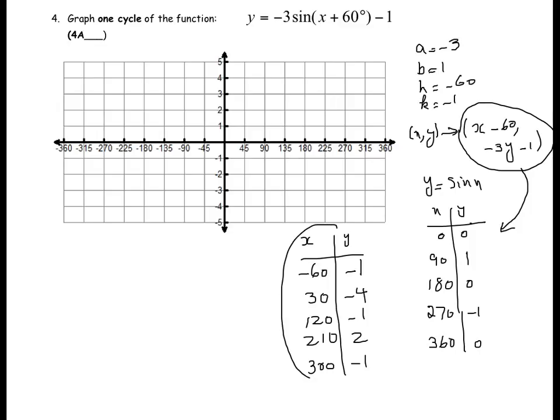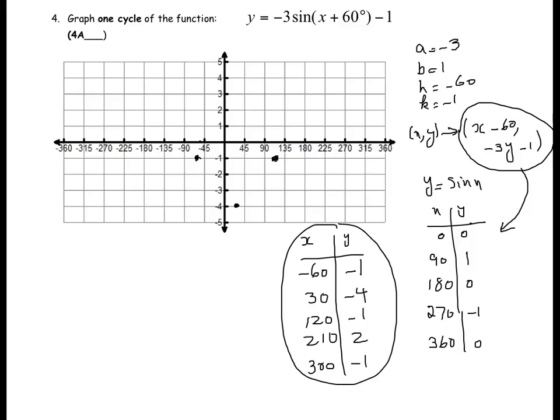Now I'm going to plot these values. When x is -60, which is going to be somewhere a little bit here to the left, I'm going to get -1, which is going to be somewhere around here. For x is 30, we get -4, which is going to be somewhere around here. For x is equal to 120, I'm going to get -1, which is going to be somewhere around here.